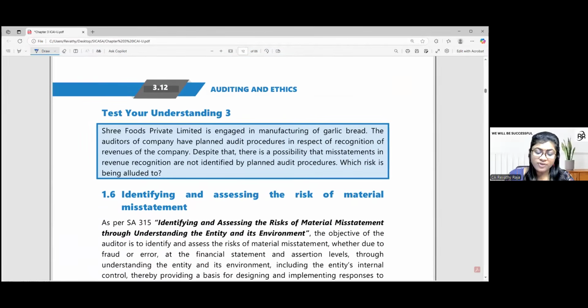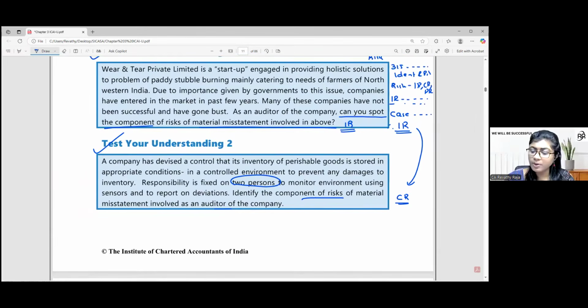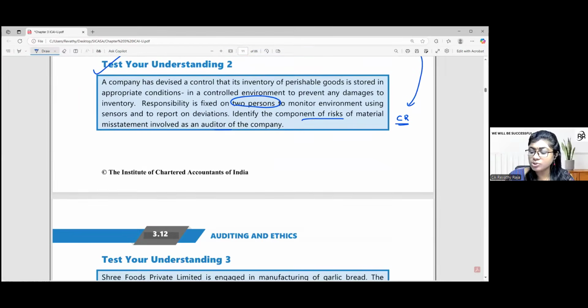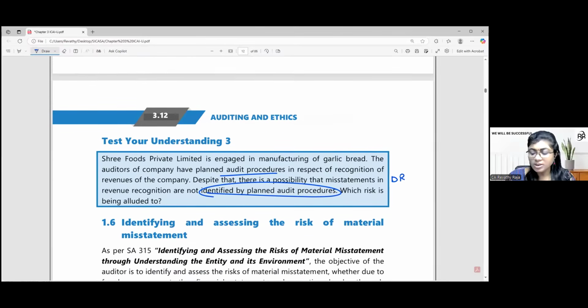Next. Sri Foods Private Limited is engaged in manufacturing garlic bread. The auditors of the company planned procedures in respect of recognition of revenue. There's a possibility that revenue misstatement is not identified by the procedures. Which risk? Very good, DR. But one request is there. Presentation is same as above, but you should explain both sampling risk and non-sampling risk. You write DR. DR comprises sampling risk and non-sampling risk; you have to write that also.